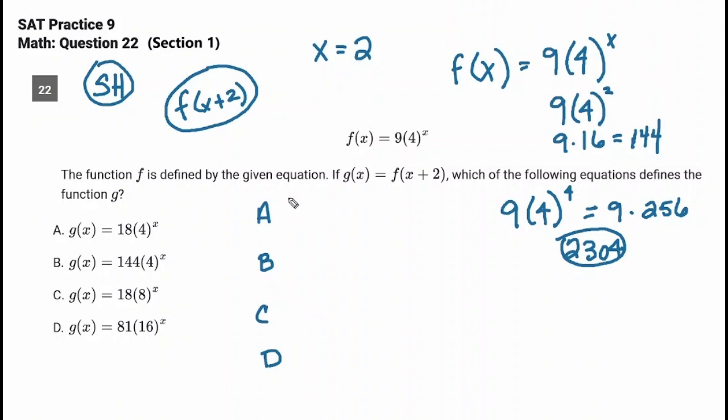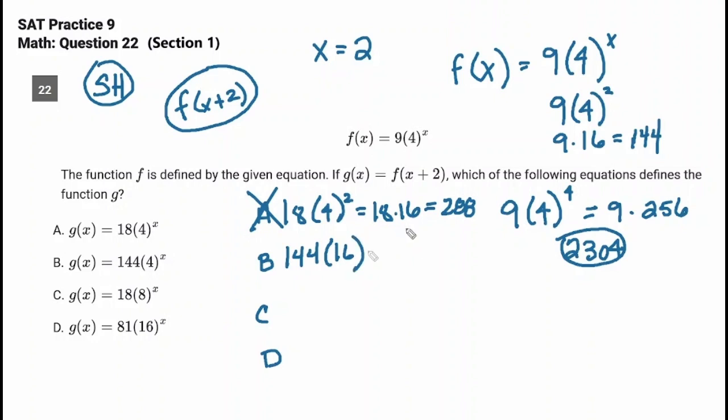Okay, there's just one wrinkle here. What am I supposed to put in for these x's? I'm supposed to put in 2, because that's what I made up for x. So it's 18 times 4 squared, which is 18 times 16, which you're going to do on your calculator. It's 288. What do you think? Is it 2,304? It's not, so it's gone. B says 144 times 4 squared, so times 16. Holy smokes, 2,304. Are you out of time? Pick B and move on.